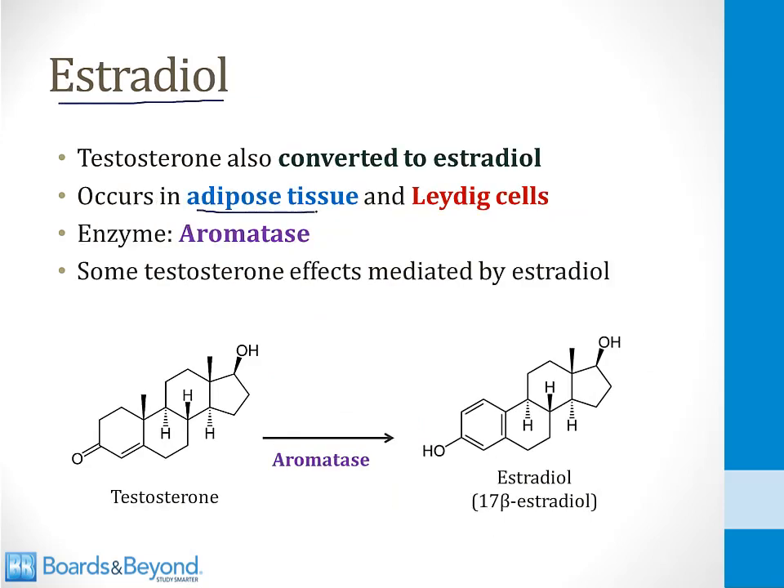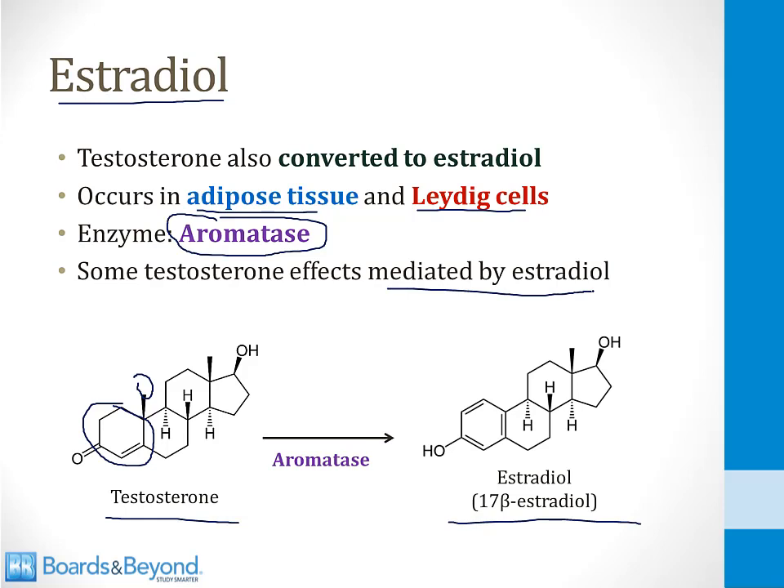Testosterone can also be converted to estradiol. This occurs in adipose tissue and also in Leydig cells. The enzyme that carries out this conversion is called aromatase. If you look at the bottom left side of the screen, again is shown the structure of testosterone. What aromatase does is remove this carbon here and create three double bonds in this ring here. That creates the structure of estradiol, which is an estrogen, and this is important because some of testosterone's effects are mediated by conversion to estradiol.